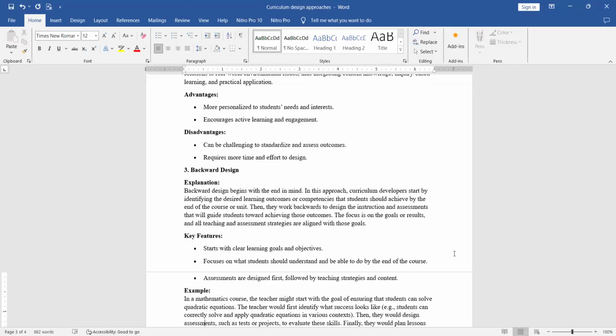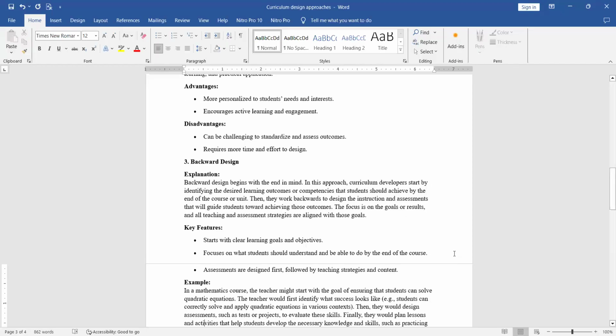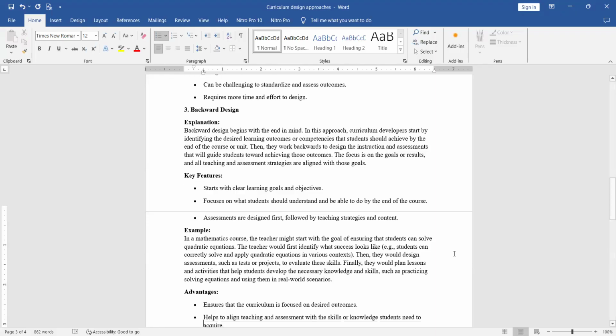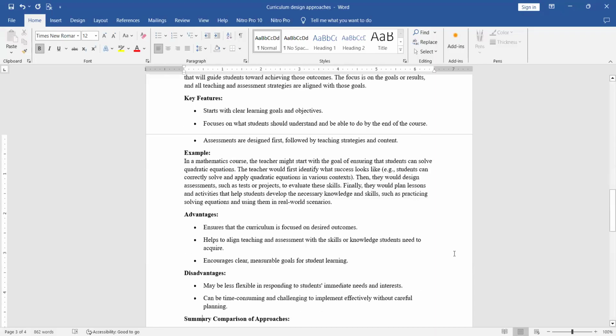Now the present local syllabus used in government schools uses the backward design approach, because they first decided what competencies and competency levels are to be developed. That is the outcome, that is the objective. And accordingly they selected the content for the achievement of the objectives and the methodologies to carry this out. So it starts with clear learning goals and objectives, and focuses on what students should understand and be able to do by the end of the course. Assessments are designed first, followed by teaching strategies and content.